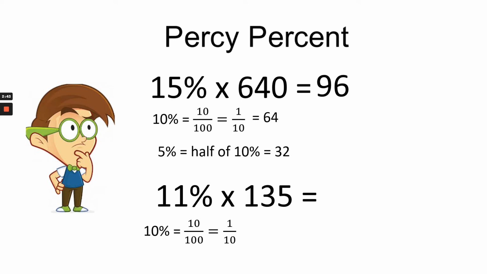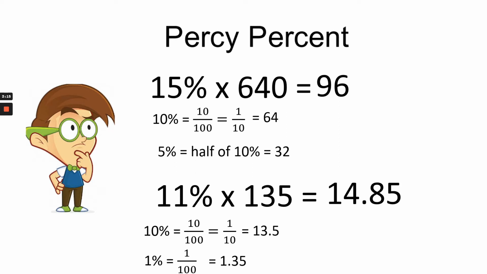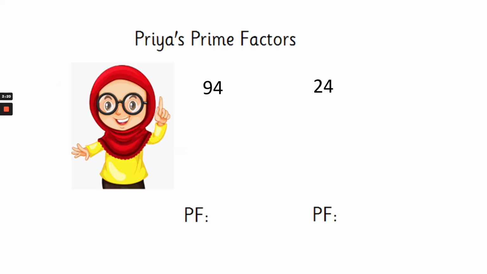Moving on to finding 11% of 135. I'm going to use the fact that 10% is a tenth. 1/10 of 135 gives me 13.5. And now I just need 1%, which is the same as finding 1/100th. 1/100th of 135 is 1.35. Now all I need to do is add that 10% to 1% and it will give me 11%. Just watch out for your place value. That gives me 14.85. Amazing job, Year 6. Well done.